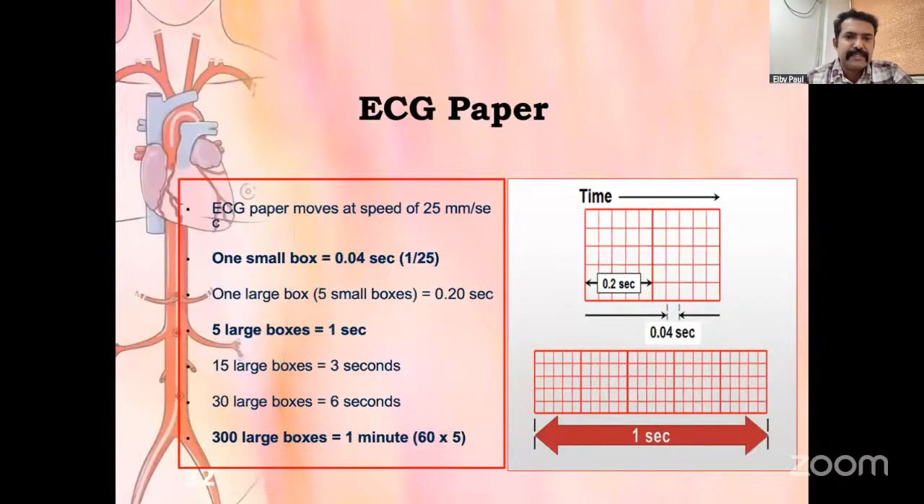Coming to the ECG paper, all of you have seen the ECG paper. It's something like a graphical representation. There are small squares and big squares. Each big square carries 25 small squares. The time for one impulse to cross one small square is 0.04 seconds, and one big square takes 0.2 seconds.